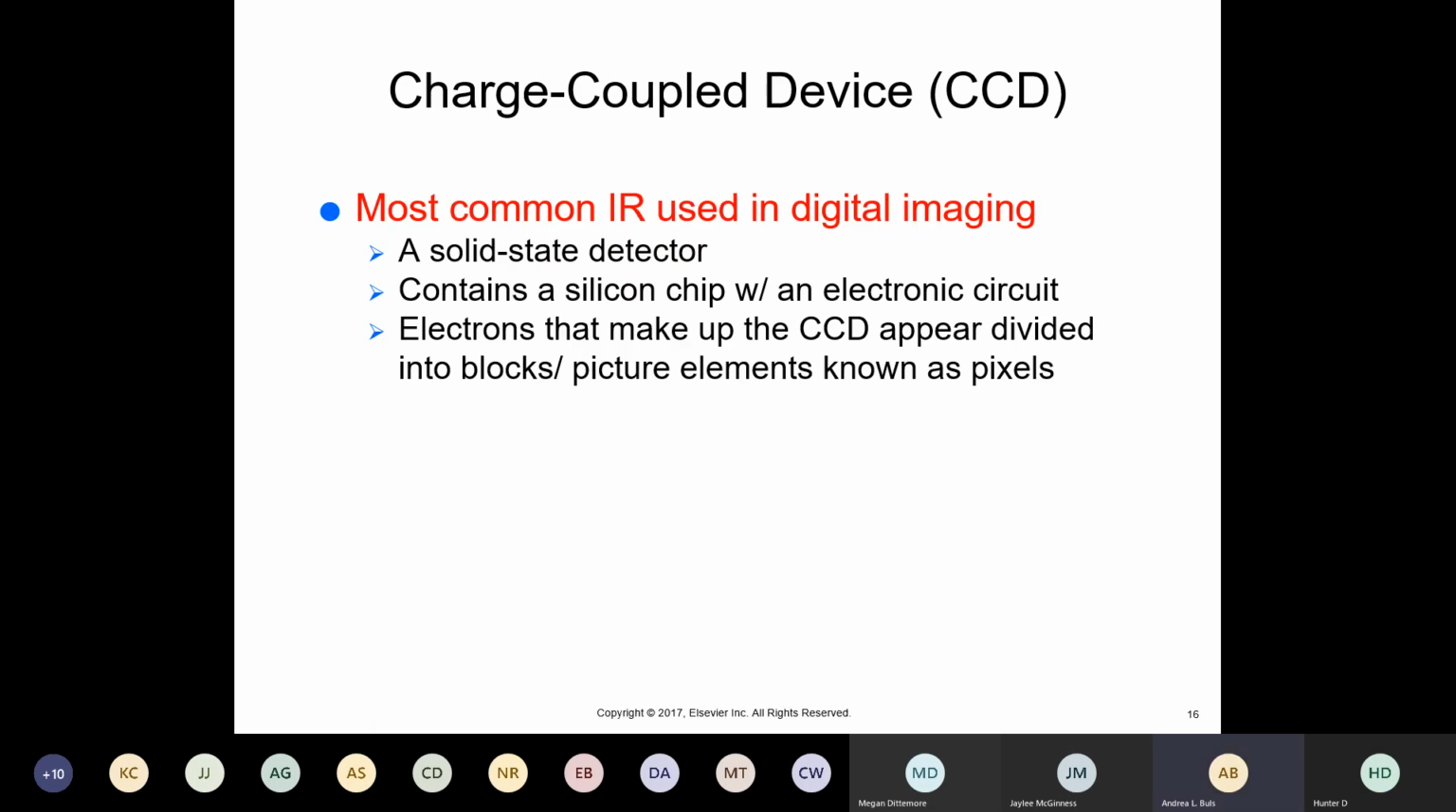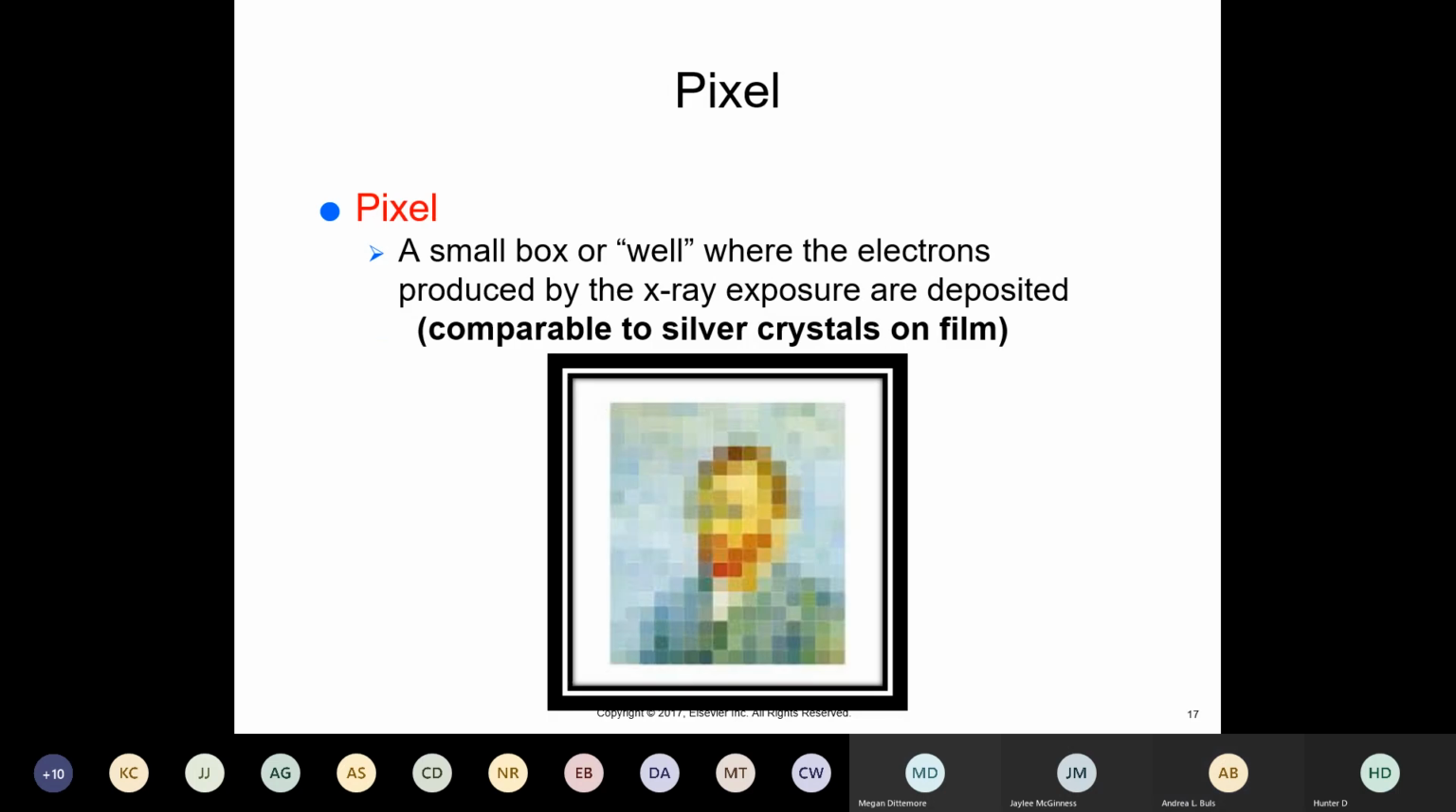The CCD is the most common image receptor that is used in digital. It is, again, a solid state detector containing that silicon chip with an electronic current. The electrons that make up the CCD appear divided into blocks or little picture elements known as pixels. And this is an example of what pixels are. They are little small boxes or wells where those electrons produced by the X-ray exposure are deposited. And like I said, they're comparable to the silver crystals that we have on film.